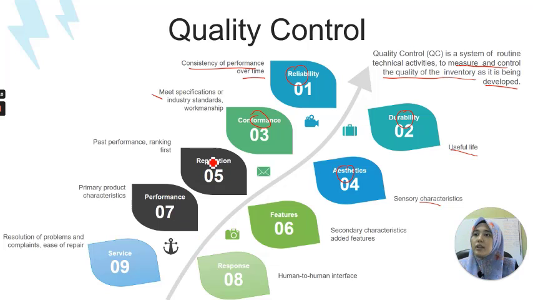Alright. Kemudian the reputation, past performance and ranking first. So dia dalam masa yang sama, quality control ini digunakan untuk menstabilkan reputasi dia. Kalau dulu tahun lepas mungkin Oppo nombor 1. So sekarang tahun ni mungkin Huawei nombor 1. So it's about reputation of the product. That's why dia kena maintain, dia kena ada quality control tersebut.